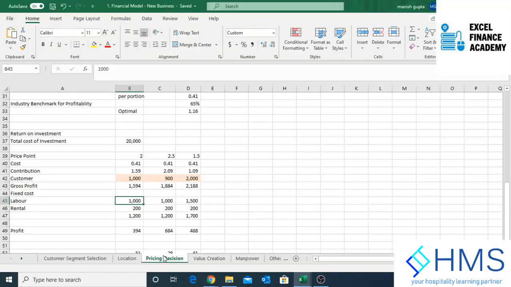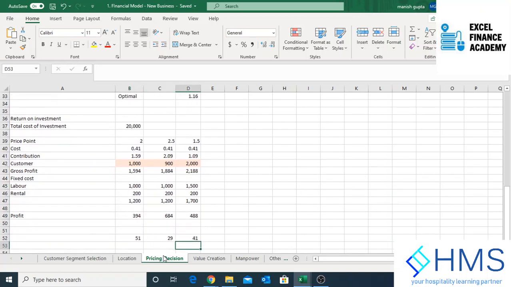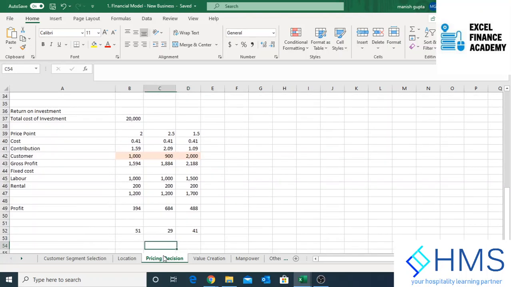Yeah. So we were discussing that we need to see the break-even point, at what price we want to charge, cost, contribution, and then gross profit, your fixed cost, labor cost, rental, how much is your rental, and then what is your profit at what kind of price point. So if your investment is coming faster at $2.5, then $2.5 may be an optimal price if it is permitted by the local market.